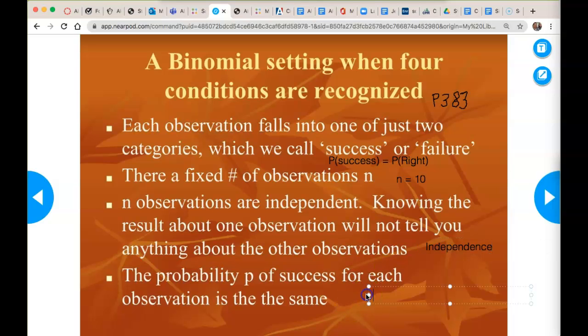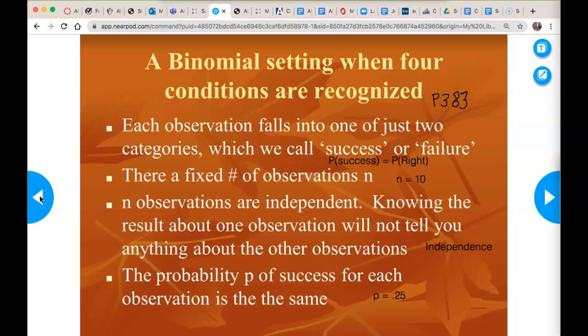The probability of success is fixed. The probability equals 0.25 for each question. So the probability of guessing correctly is 0.25. All these conditions are met for this example. Therefore, it is a binomial probability distribution.